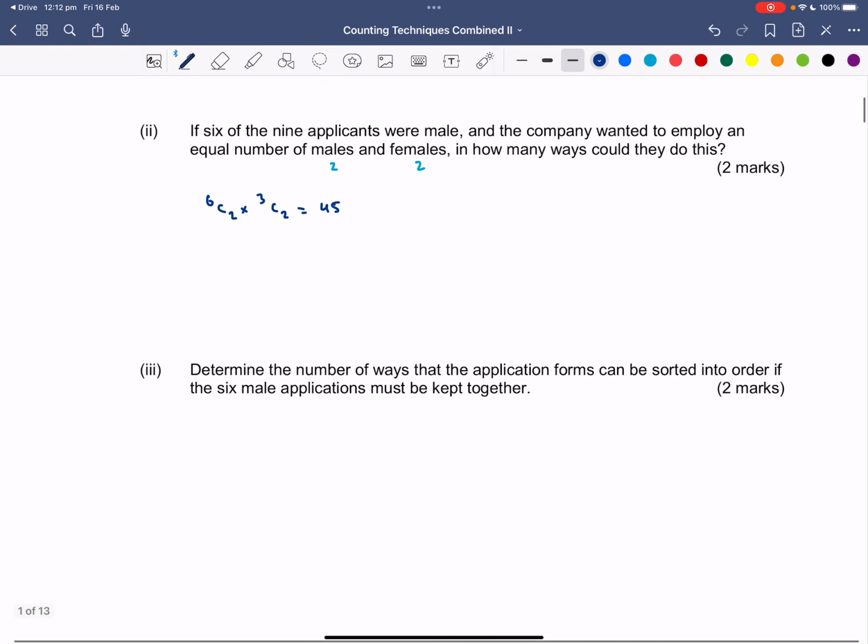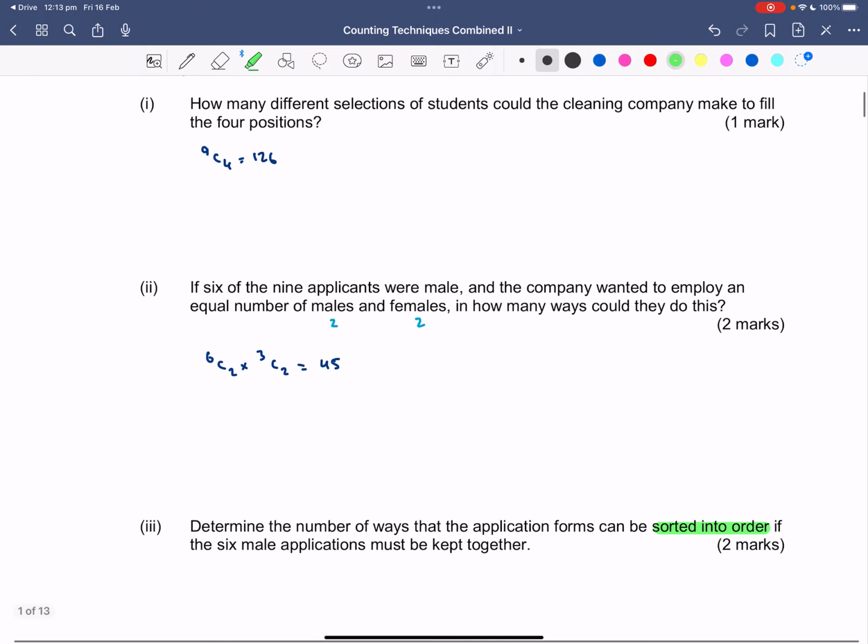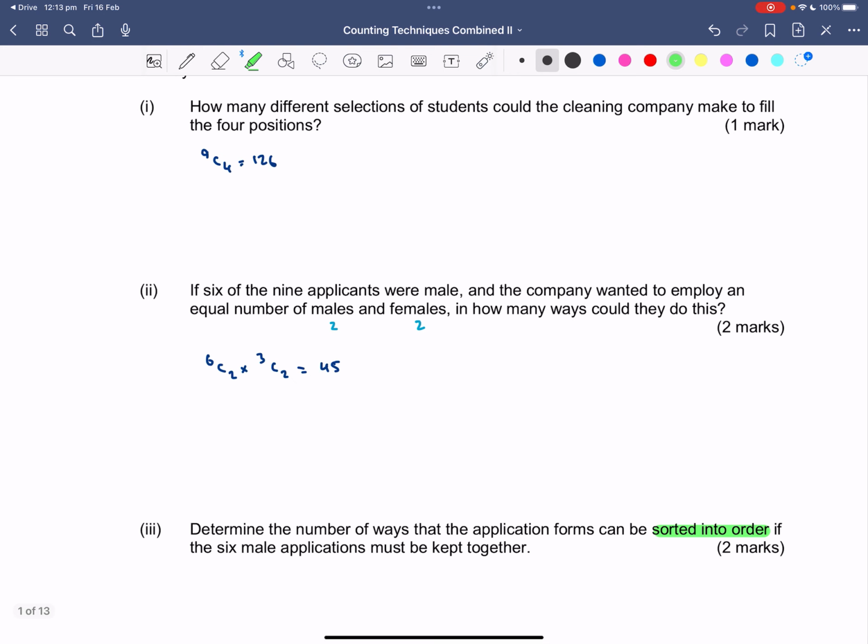Next, determine the number of ways the application forms can be sorted into order if the 6 male applications must be kept together. All right, so we want to know how many ways the application forms can be sorted. Now, sorted, guys, means arranged. I hope you realize the difference between the two things. Sorted into some order means arranged, whereas previously, all we had to do was choose.